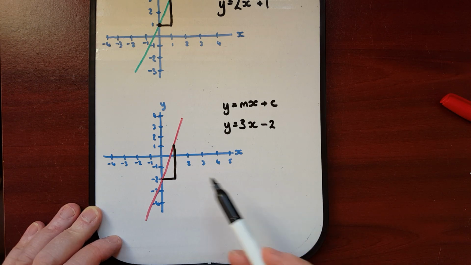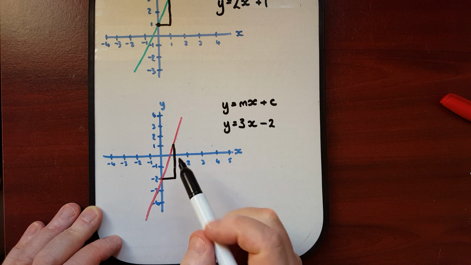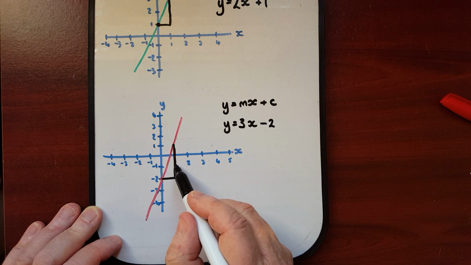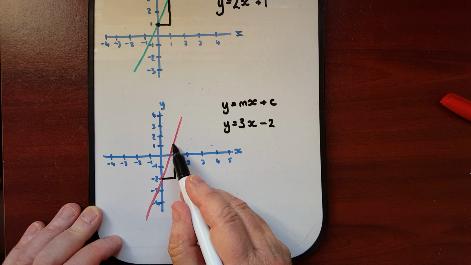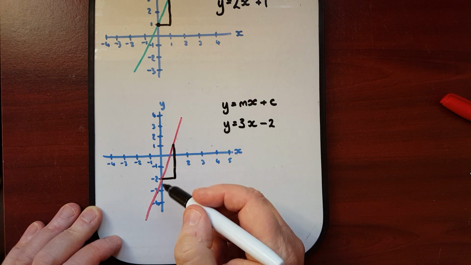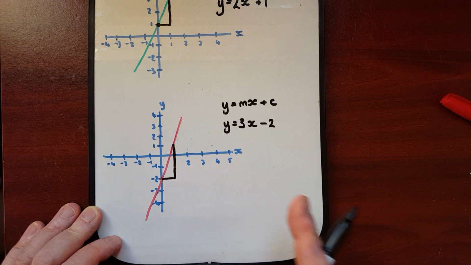Let's just double check why. The -2 part is because it crosses the y-axis at -2. The 3 is because when we go out one space, we have to go up 3 more spaces until we get to the line again. And this tells us obviously its gradient. If it was a more gentle gradient, we'd go up a different number of spaces.